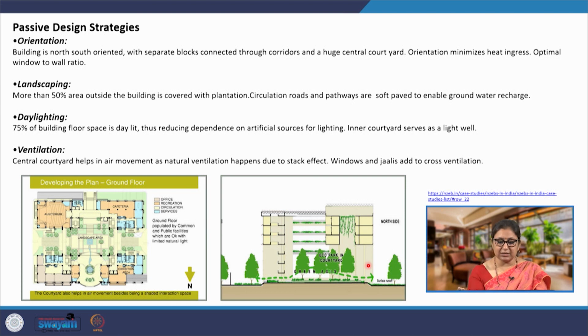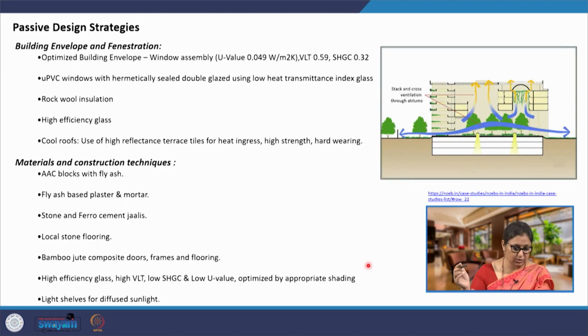And before that was planned, the passive design strategies have been put in place correctly. That includes orienting the building correctly, landscaping, daylighting, ventilation. The courtyard helps in ventilation significantly due to the stack effect. Another very interesting thing, before I move to MEP: there are the building envelope and fenestration design. So the building envelope, window assembly, the glass that has been used, the insulation in the walls that has been used, all those passive design strategies have been correctly implemented here.